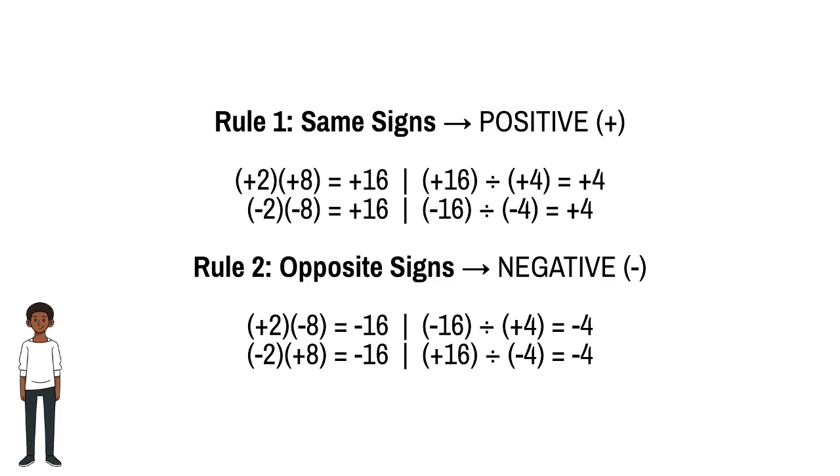Rule number 2. If the signs are different, the result is always negative. A positive times a negative gives a negative. Positive 2 times negative 8 equals negative 16. And a negative divided by a positive gives a negative. Negative 16 divided by positive 4 equals negative 4. That's all there is to multiplication and division.